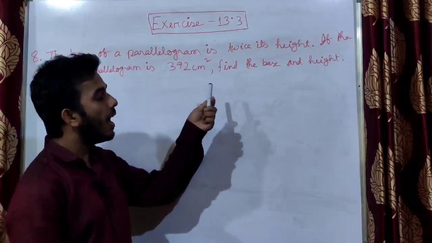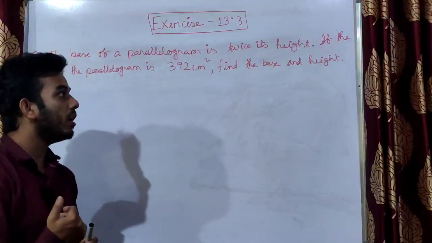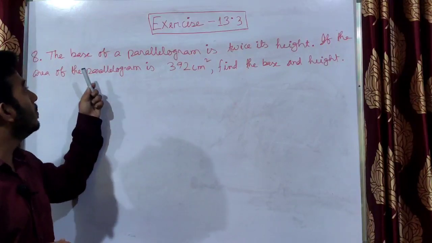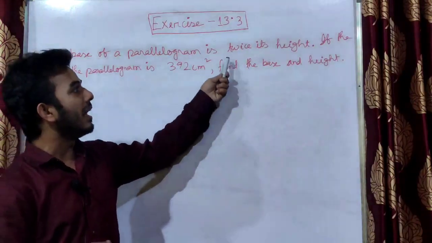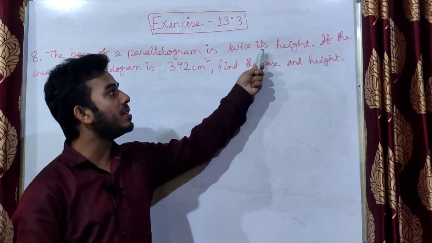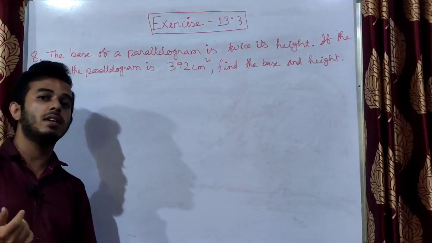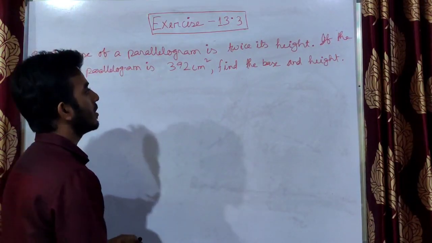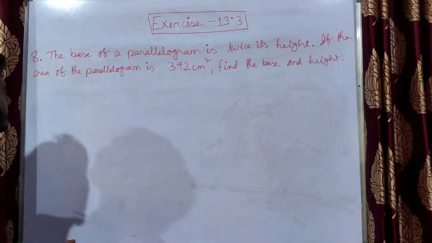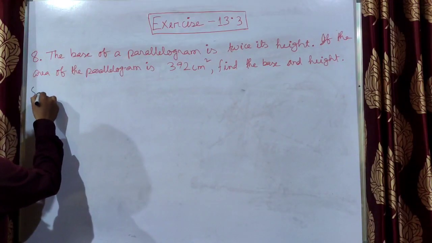So let us consider height as x centimeter. So if height is x, so base will be how much? As the relation is twice its height, base will be twice x, right? So let us start. First of all, solution.